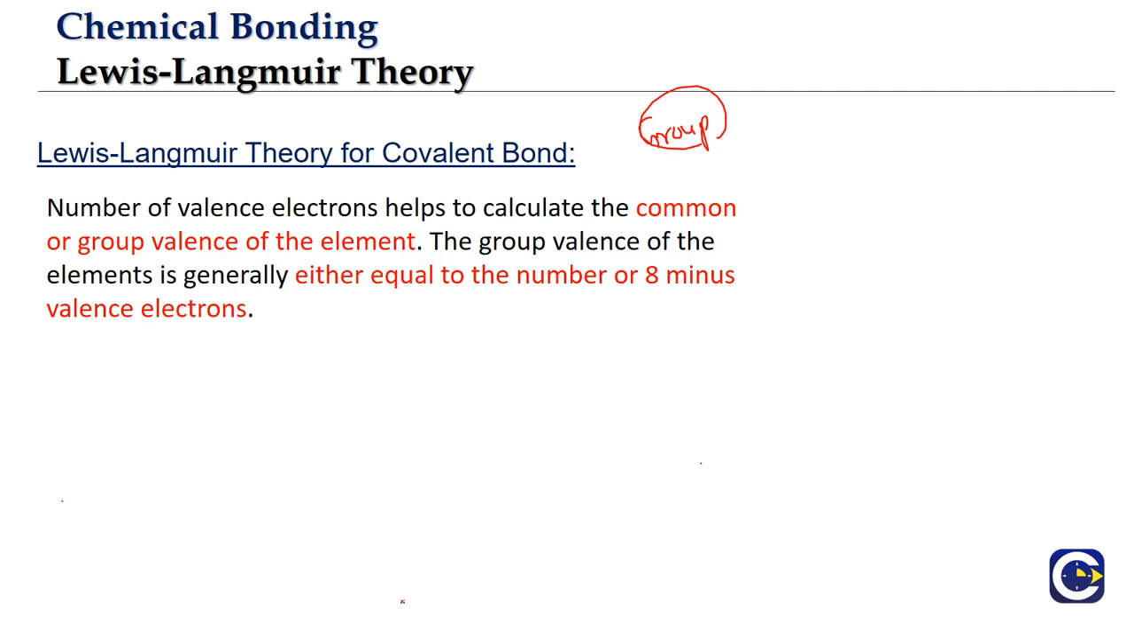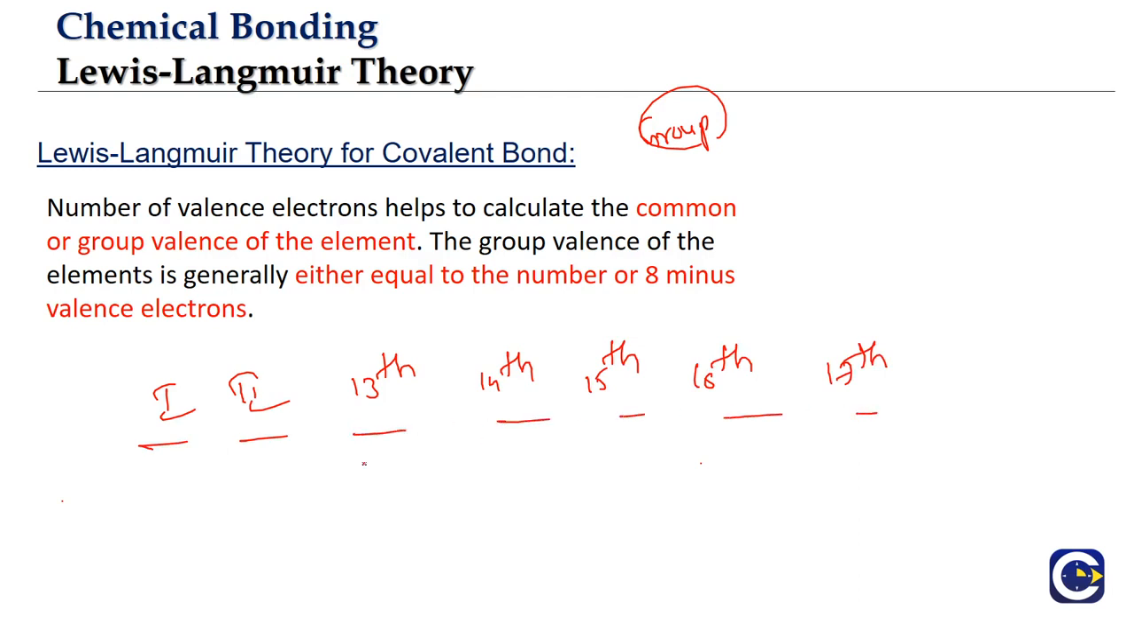Now let us just summarize. First group, second group, then 13th, 14th, 15th, 16th, and 17th. We are talking about the representative elements. So let us note the number of valence electrons: 1, 2, then 3, 4, 5, 6, 7. What you have seen so far is the group valence. So here, what is the group valence?